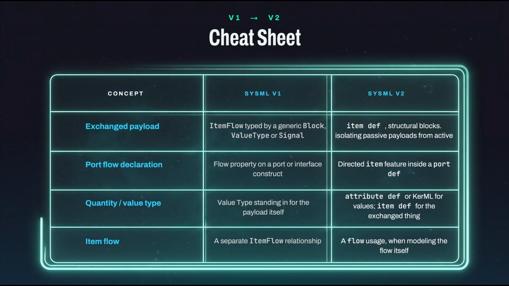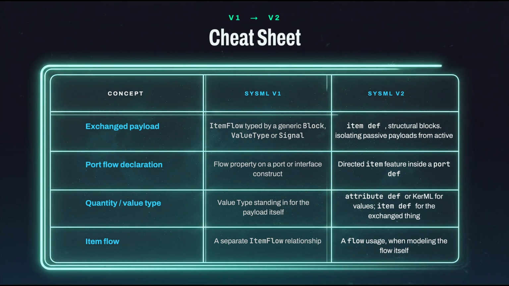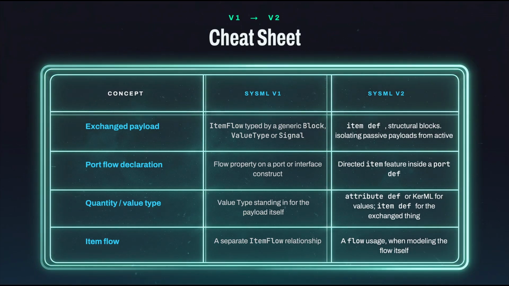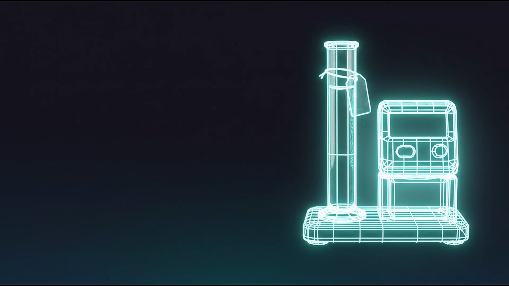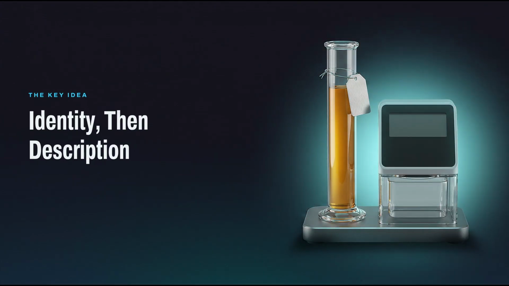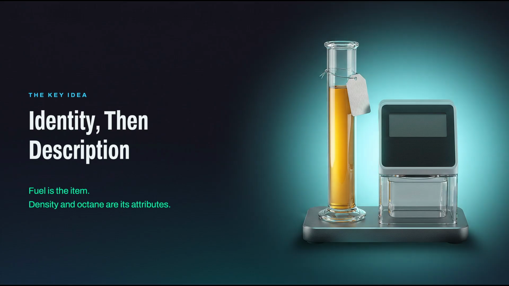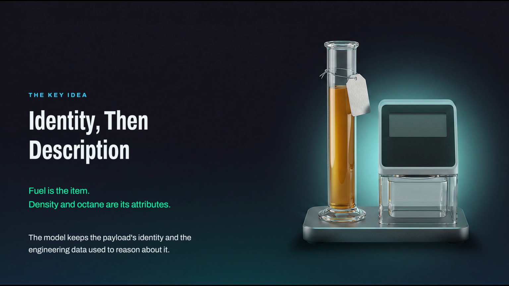In SysML v1, a value type was often used to stand in for the payload itself. SysML v2 uses attribute def or a KerML data type for values and item def for the exchanged thing. In SysML v1, you had to create a separate item flow relationship. And in SysML v2, you use a flow usage when modeling the flow itself. The key idea is that SysML v2 separates the thing being exchanged from the values that describe it. Fuel is the item. Its density and octane level are attributes. That separation lets the model preserve both the payload's identity and the engineering data needed to reason about it.